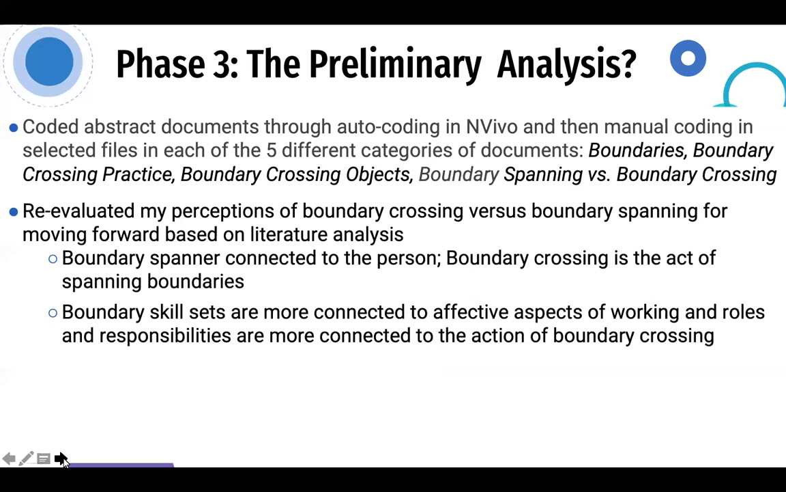In phase 3, I coded the abstracts of the articles using autocoding in NVivo, and then manually coded a selection of articles from each of the categories to triangulate the autocoding themes that emerged. I recalculated my ideas of the differences between boundary crossing and boundary spanning, and also refocused more on attitudes and dispositions of a boundary crosser rather than on the articles focused on the roles and responsibilities of the boundary crosser.